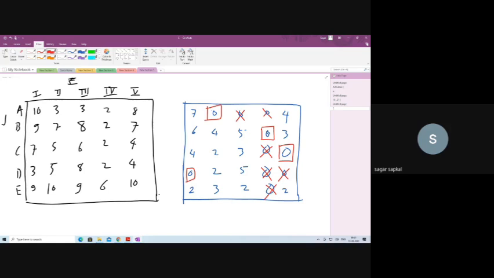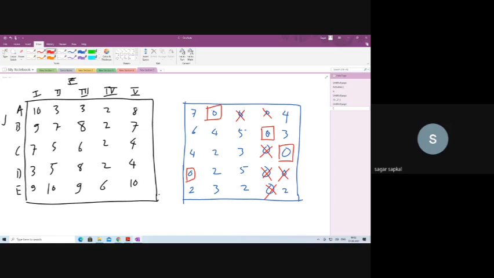Are all zeros assigned or crossed? Yes or no? Yes, sir. Okay, now see how many assignments there are. 4. Is the number of assignments equal to the number of columns or rows? No, sir. So this is not the optimal solution.